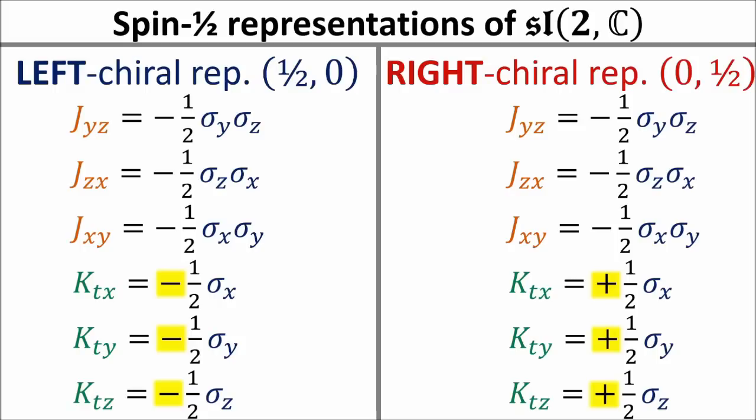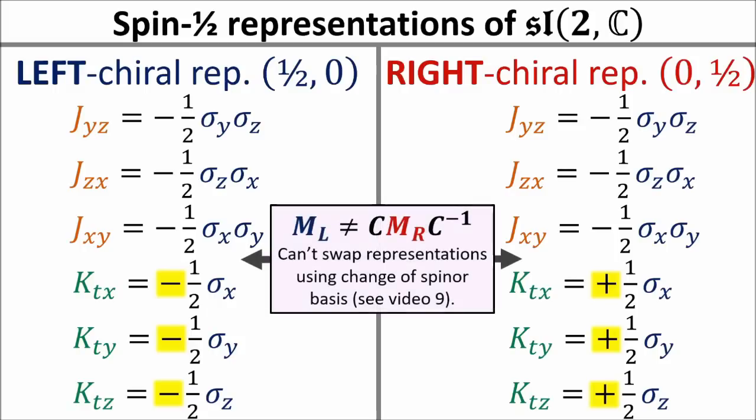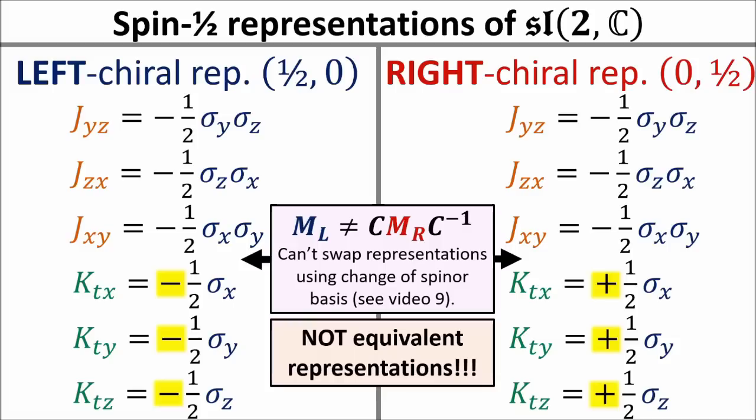Now, it's important to note that we cannot swap between the left and right chiral representations using a change of spinor basis. I proved this in video 9. So these two representations are not equivalent representations. The left and right chiral particles they transform are indeed different.